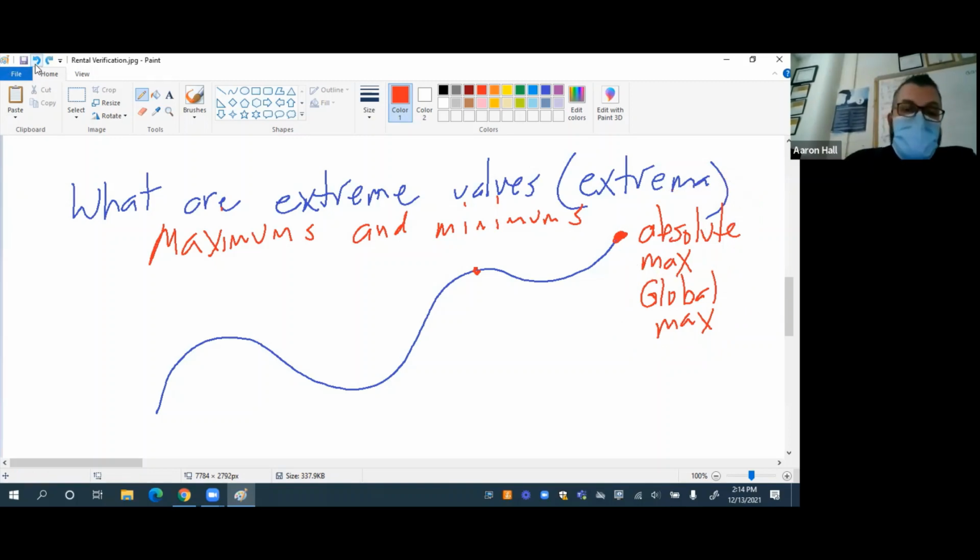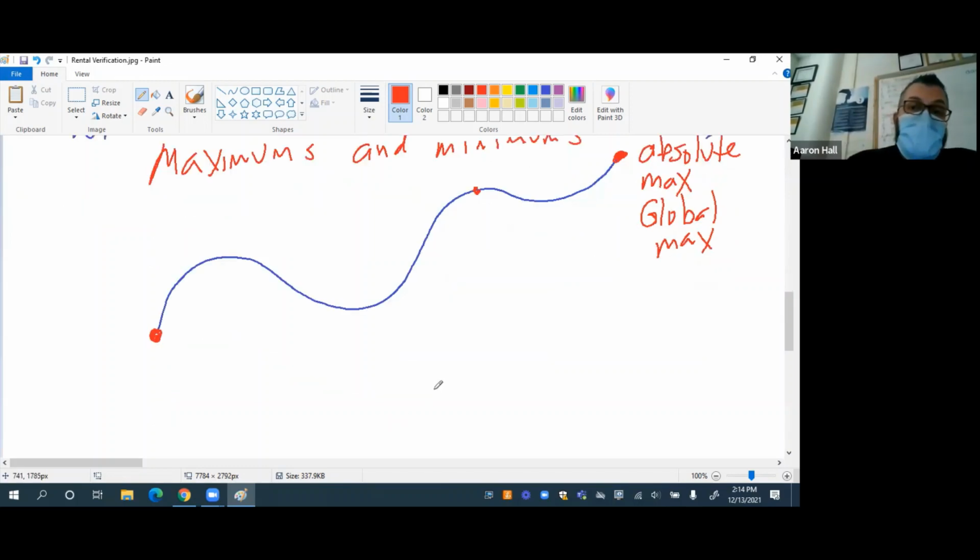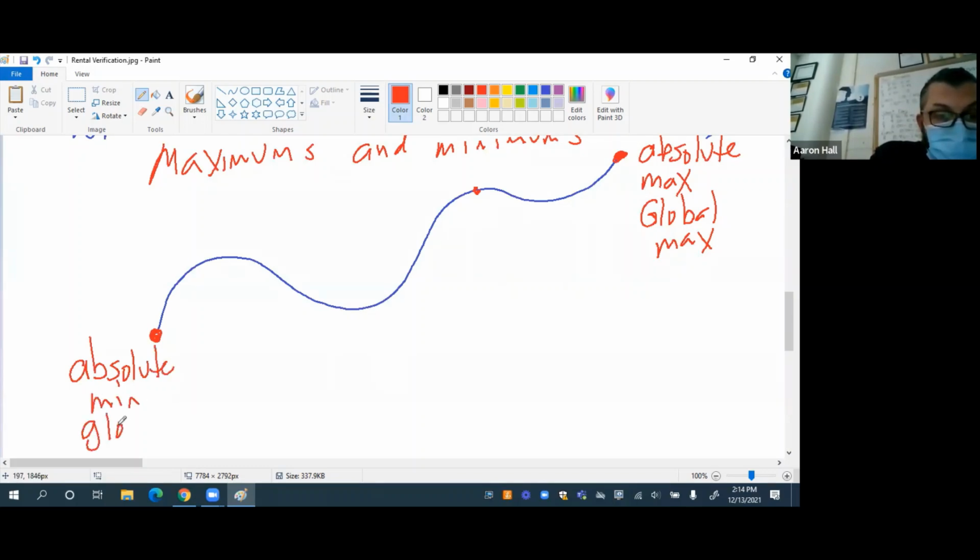Any guesses what this point right here would be called then? Yeah, it'd be an absolute minimum or a global minimum. This would be an absolute minimum or a global minimum.